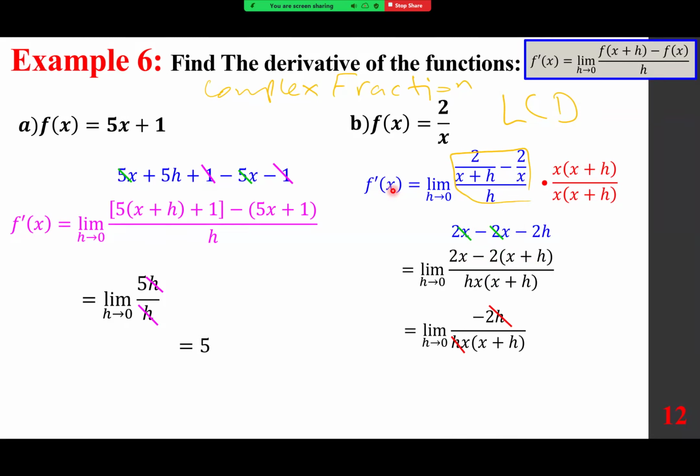So f prime of x becomes the limit as h approaches 0 of minus 2 over x times x plus h. And if we apply the 0 here, this becomes x, and with this x it becomes x squared. The final answer is negative 2 over x squared.